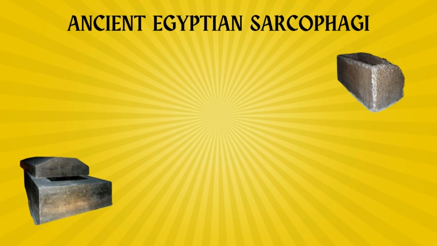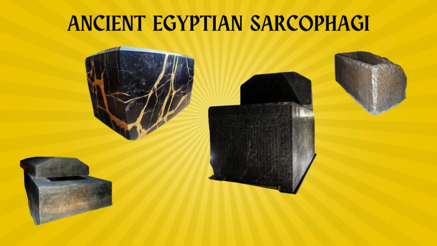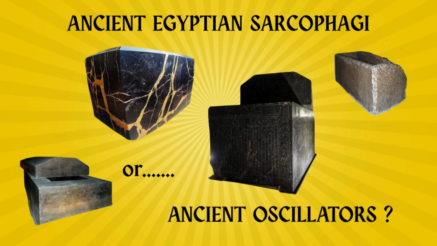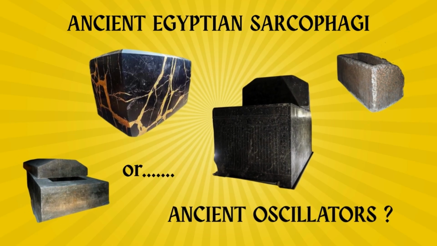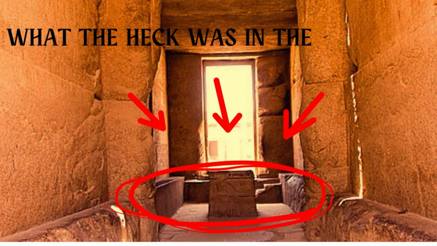I think so. I actually think there's a really good chance that all these stone sarcophagi found in the different pyramids and temples of Egypt are all doing the same thing. I think they were oscillating. And so here we are, back where we started. We want to know what powered these oscillators and ultimately what attracted the lightning. What was in these boxes?